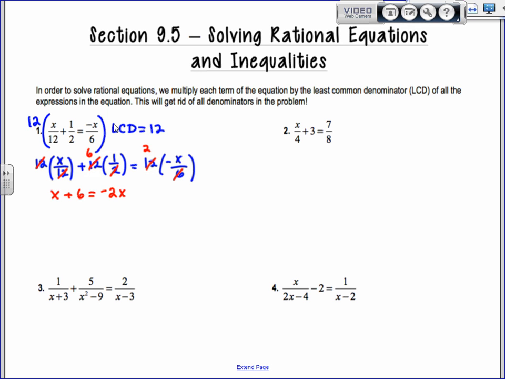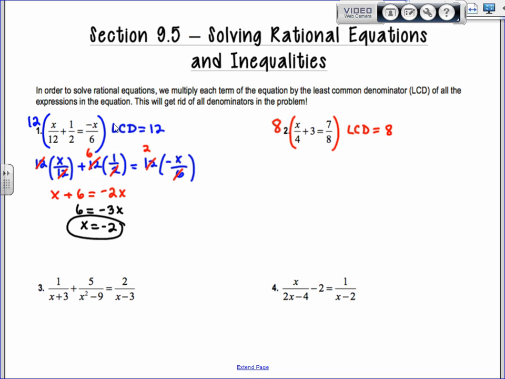And I can solve it. So I subtract my x over, so I get 6 equals negative 3x. I divide by negative 3, and I get x equals negative 2. That is my answer. Okay, so this is just like what we did in chapter 1. So on the next one, my least common denominator would be 8. So I'm going to multiply everything through by 8.